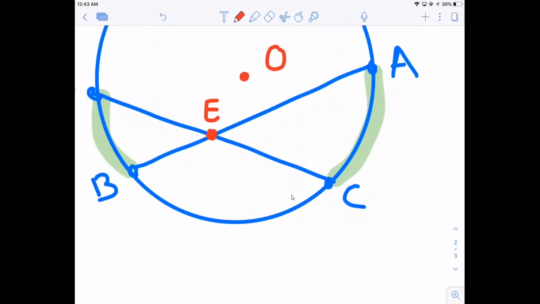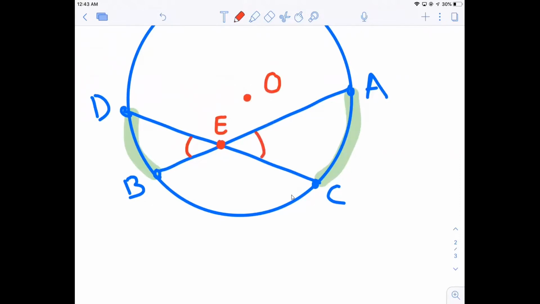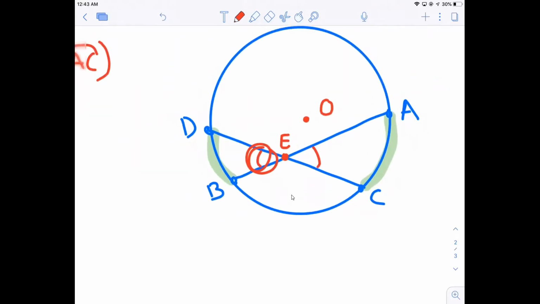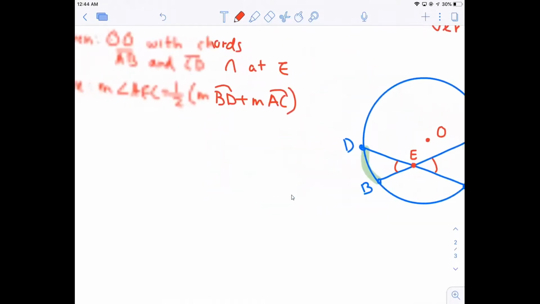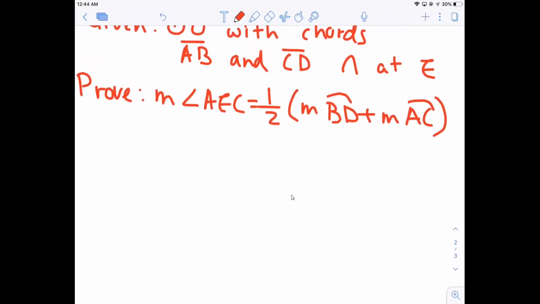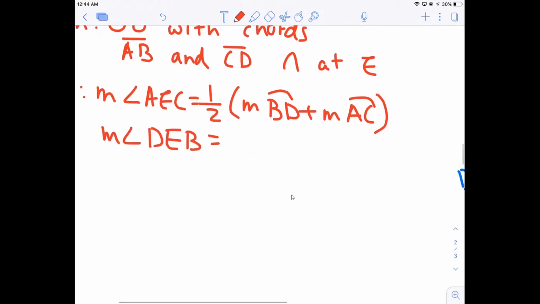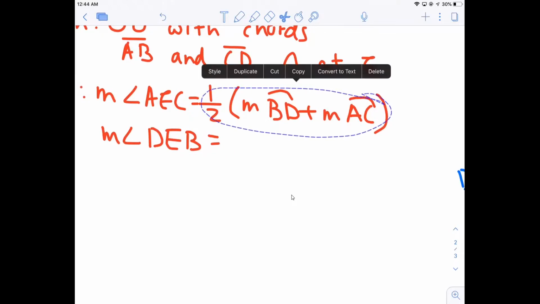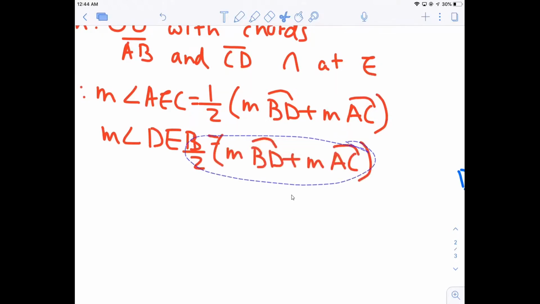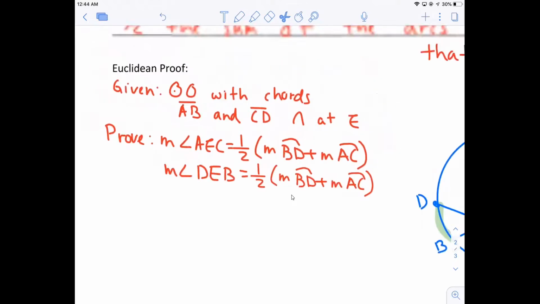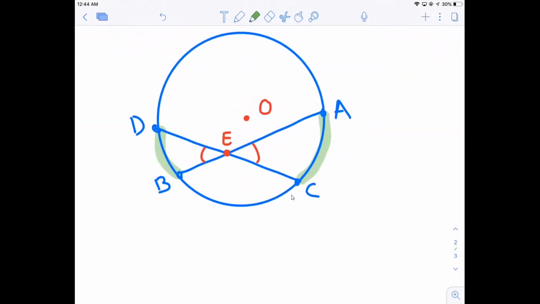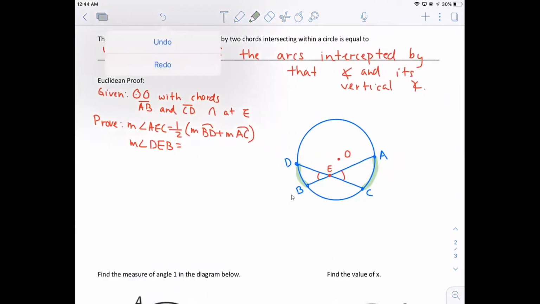All right, so I should also do the same for the other vertical angle. Let's also prove that the measure of this angle is also, of course, equal to the same thing. So the measure of angle DEB, let's also show that is equal to half the measure of the sum of the intercepted arcs. All right. Like I was saying before, again, we can also show it true for these two angles, but I think that's enough just doing this.